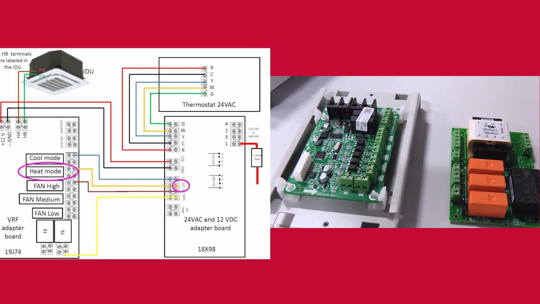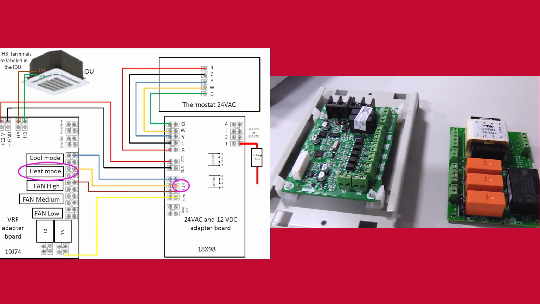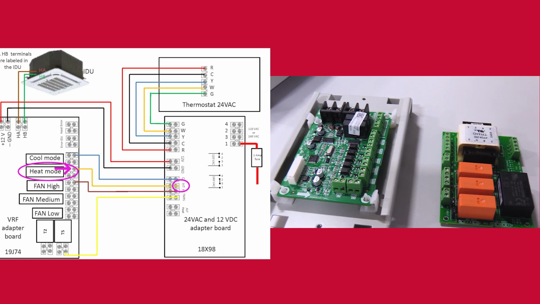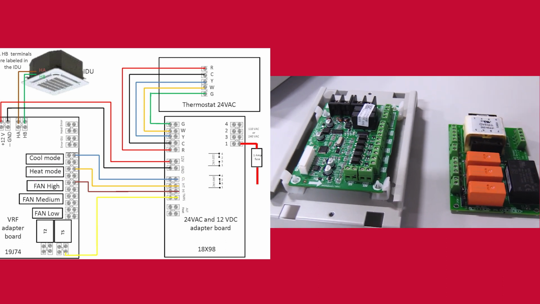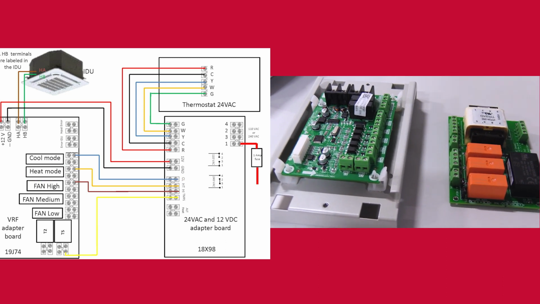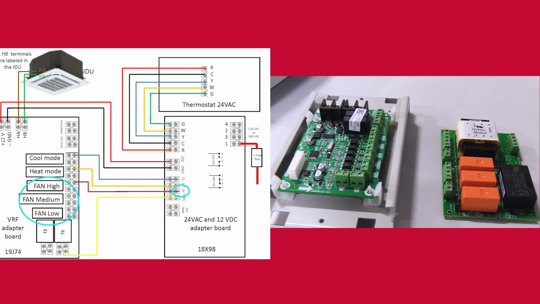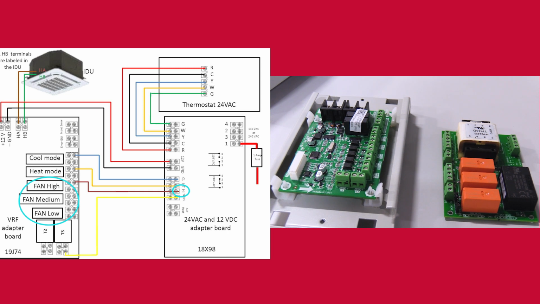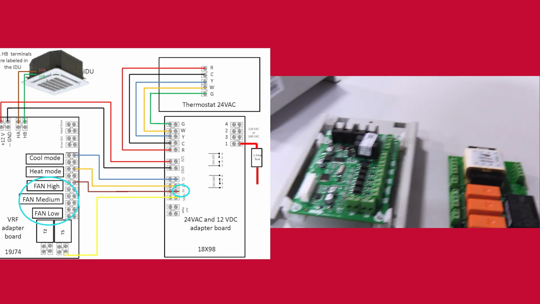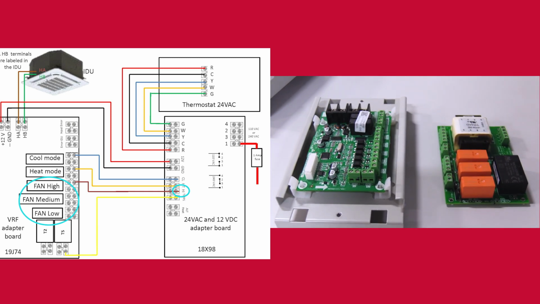HT on 18X98 to heat on 19J74. Again, connect to the right terminal on 19J74. Next, determine fan operation. Connect the terminal HI on 18X98 to high, medium, or low on 19J74.